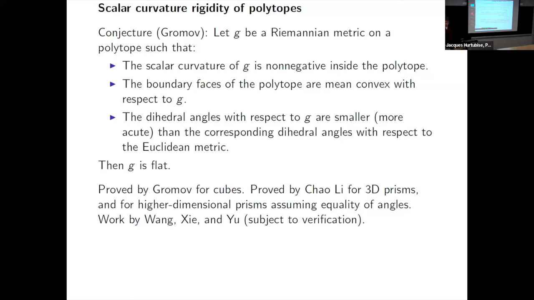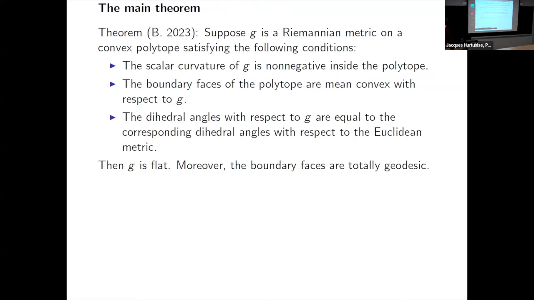There's also work by Wang, Xi, and Yu, where they claim to prove the conjecture in all cases, and this is subject to verification. Yes, so the result I want to discuss today is a partial result which verifies this conjecture of Gromov under a slightly stronger assumption on the angles.